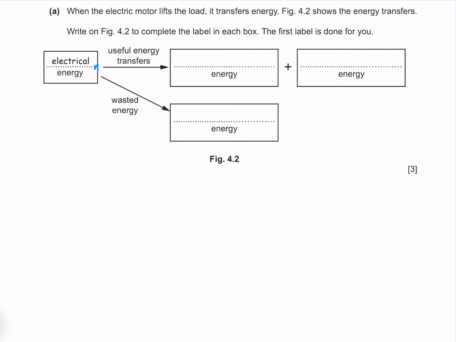Our electrical energy is used to make our load move. Because it's moving, that is kinetic energy. As the load is lifted against gravity, we are also storing gravitational potential energy. As a byproduct of this process, due to various kinds of friction, we're going to get wasted energy in the form of thermal energy.